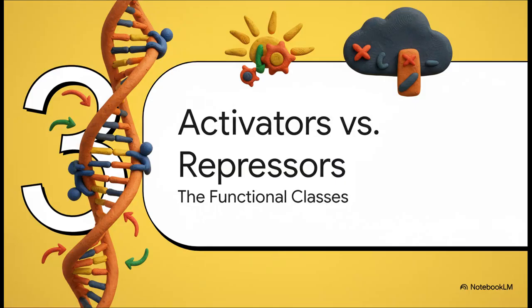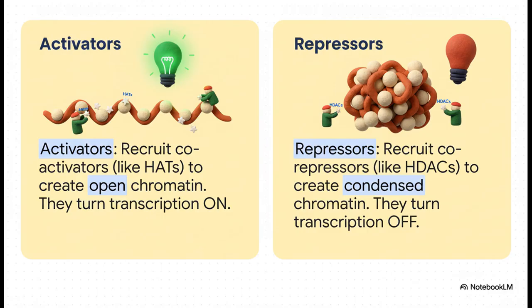Okay, so let's get into the two major jobs they have. Once a transcription factor actually binds to the DNA, what does it do? The main difference here really just boils down to the state of the chromatin. Activators bring in help, these co-activators like HATs, that slap acetyl groups onto histones. This opens up the chromatin, we call that euchromatin, making it accessible for transcription.